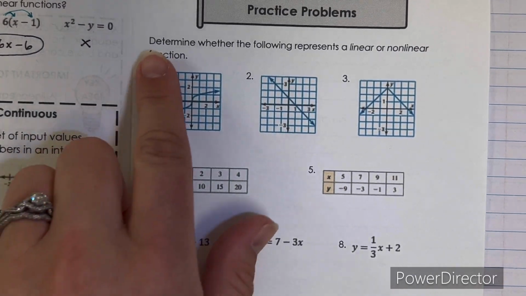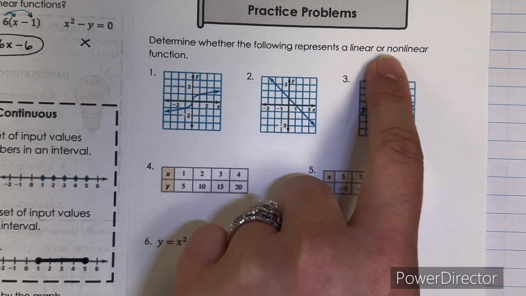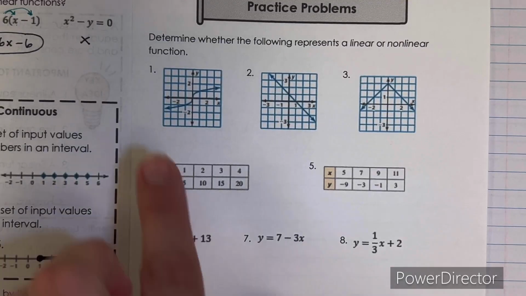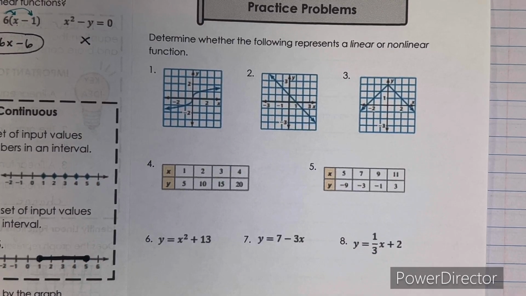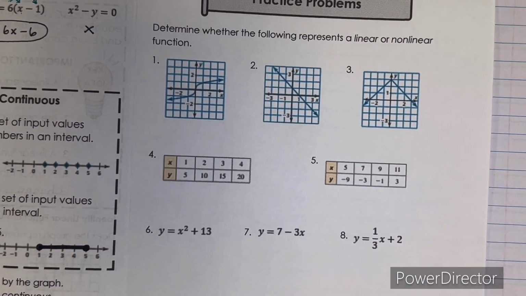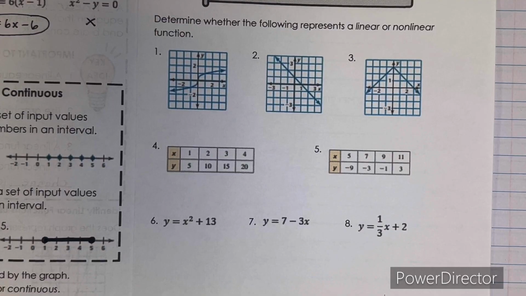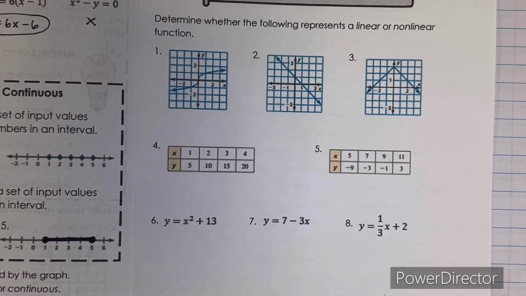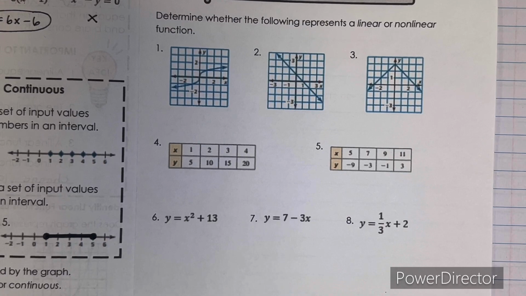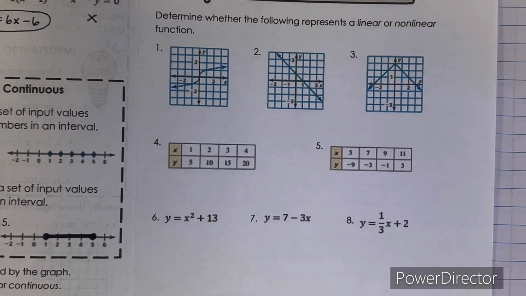All you are doing, it says determine whether the following represents a linear or nonlinear function. So you've got 8 different representations. You're trying to determine if it's linear or nonlinear. So you do that. Look back at the front of your notes if you have to. I'm going to have the sub pause this video and give you guys 6 minutes to complete these problems, and then we'll push play again after 6 minutes and do that final one. All right, y'all go ahead and start.